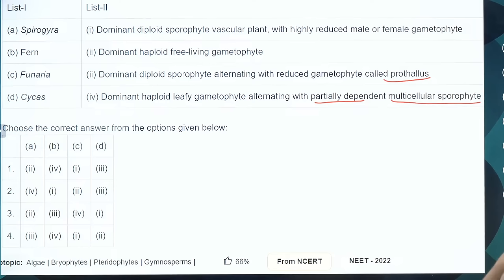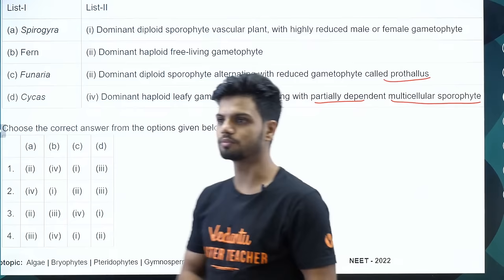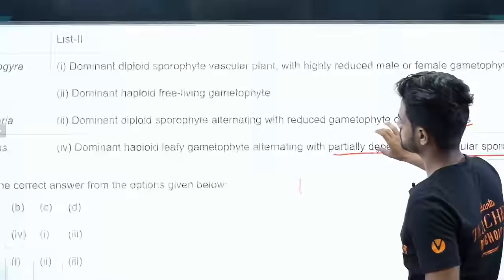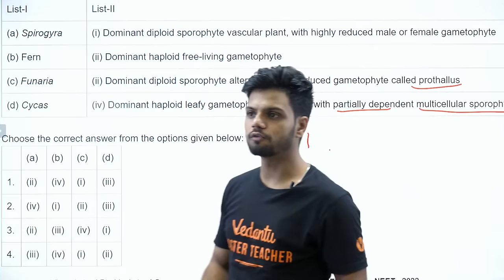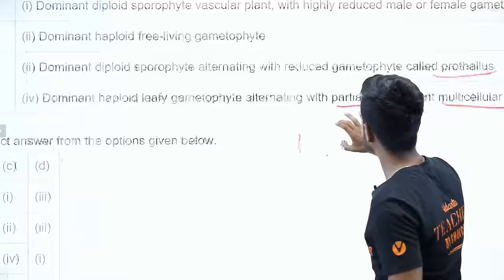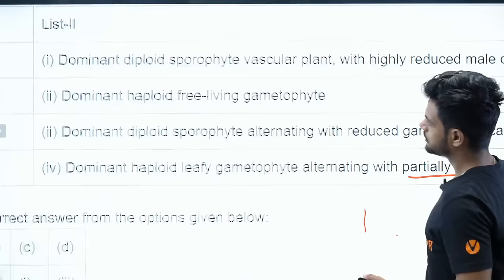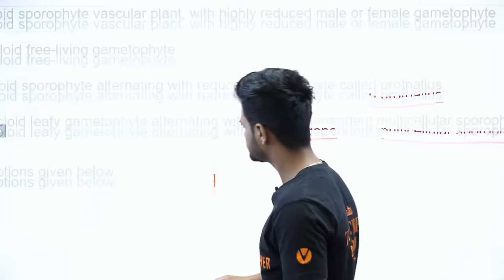See, all of us know, right? Where do you find the prothallus? Can you see better now? Always go for the one which you know first. Now tell me, where do you find the prothallus? Prothallus is a structure which is found in your ferns, right?